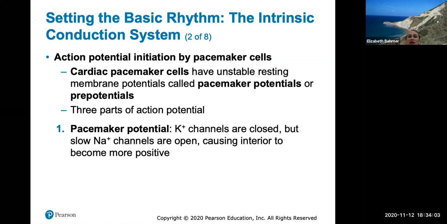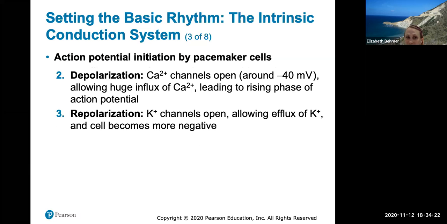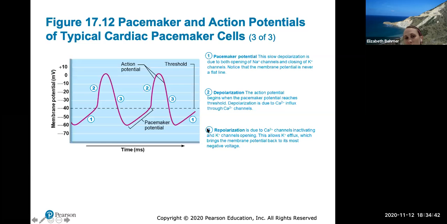These cardiac pacemaker cells have an unstable resting membrane potential called the pacemaker potential or the pre-potential. There's three parts of an action potential in these cardiac cells. The pacemaker potential is when potassium channels are closed, but slow sodium channels will be open, causing the interior to become more positive. The depolarization phase is when your calcium channels open, allowing a huge influx of calcium, leading to a rising phase of action potential. And the repolarization occurs when potassium channels open, allowing the exiting or efflux of potassium, and the cell goes back to becoming more negative again.